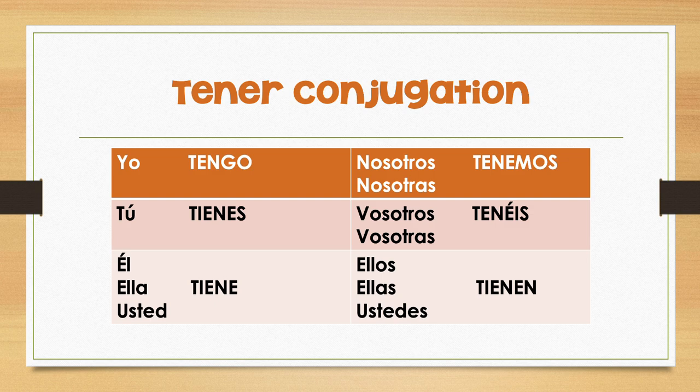The verb tener means to have, but you can't just say I to have, you to have, he to have. That doesn't make sense. So we have to conjugate the verb. Conjugate means we're going to activate it. We're going to find different forms of that verb that work for different people. And here's what they are.